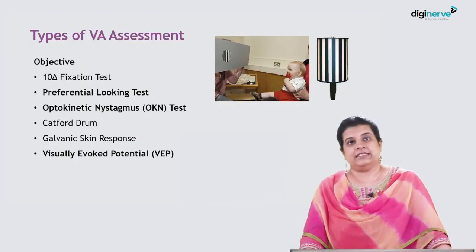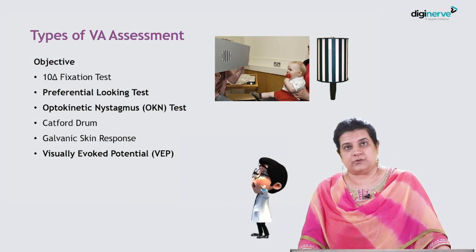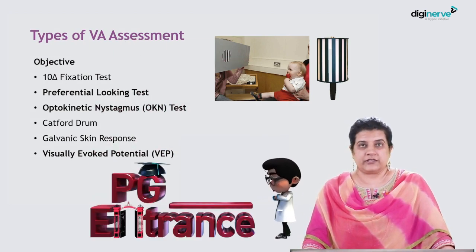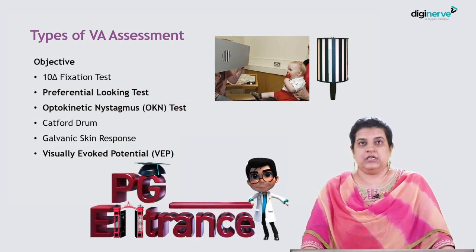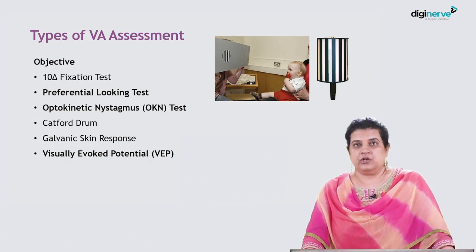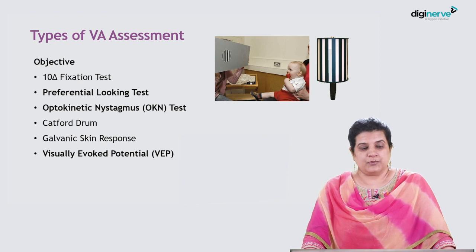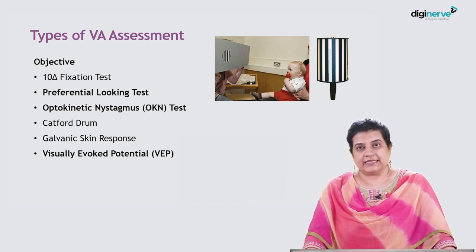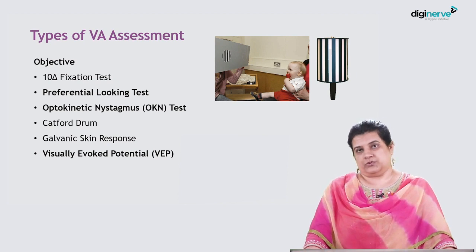Now, there are several types by which we can assess visual acuity. The objective measurements include the 10 prism diopter fixation test, preferential looking test in children, optokinetic nystagmus test, Cat's drum, galvanic skin response, and visual evoked potential.